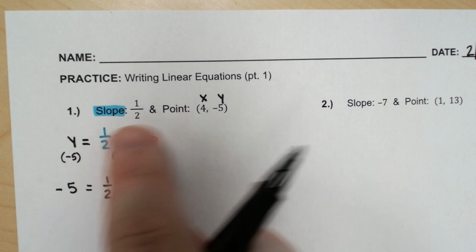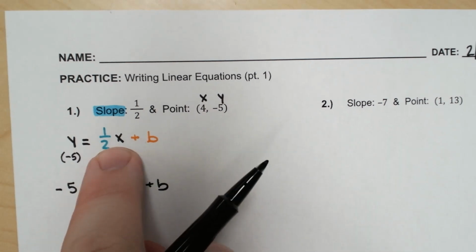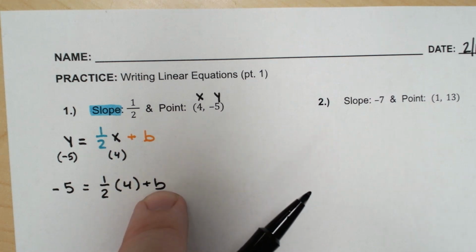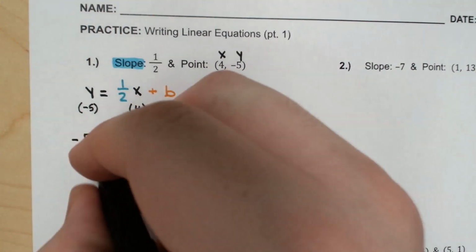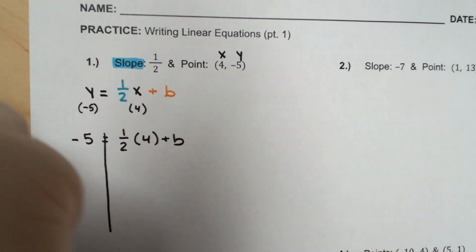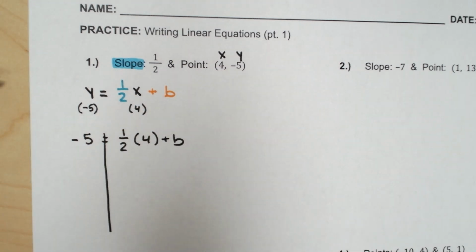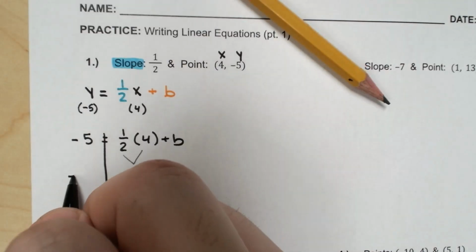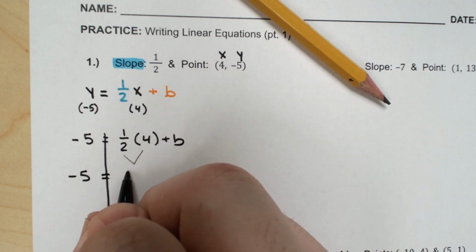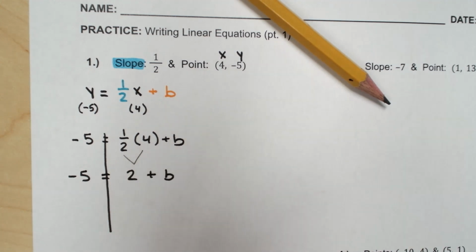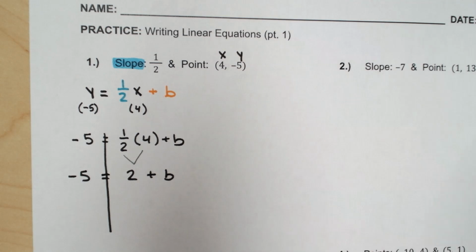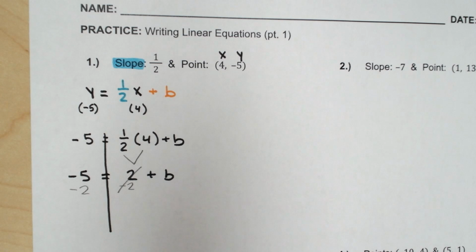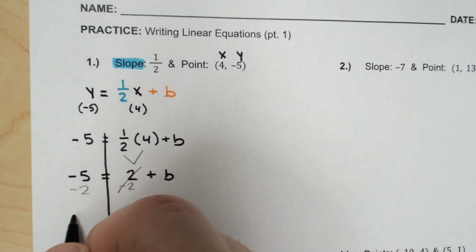Now that I've changed y out for the -5, and I've changed x out for the 4, all I need to do is figure out what b is by getting it by itself. So what I'm going to do next is solve this equation for b. 1/2 times 4 is 2. And then, to get b completely by itself, we will subtract both sides by 2. -5 minus 2 is -7.